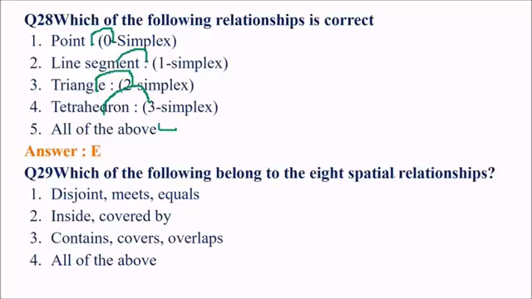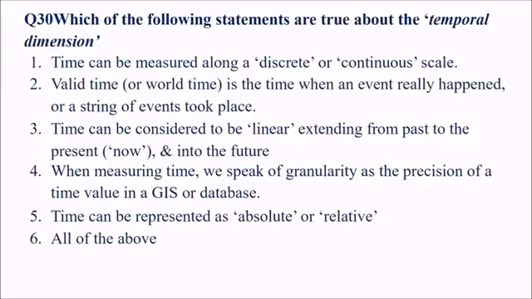Which of the following belongs to the 8 spatial relationships? 8 spatial relationships. So these are the options for you. Please read them. Try to answer. Which of the following belongs to the 8 spatial relationships? The answer is correct. Disjoint, meets, equals, inside, covered by, contains, covers, overlaps. All of the above are 8 spatial relationships.